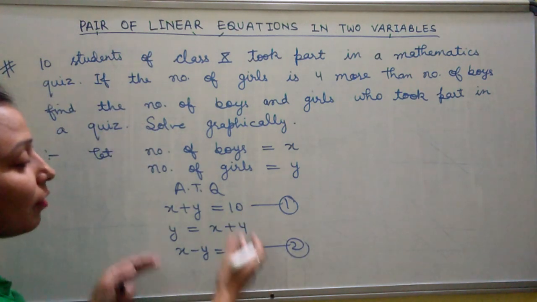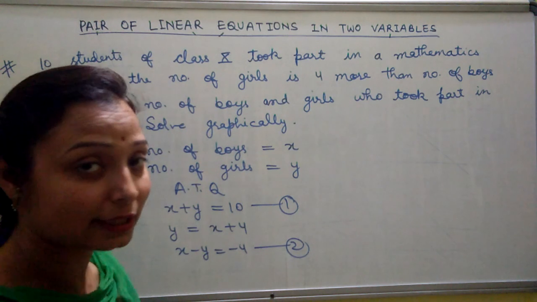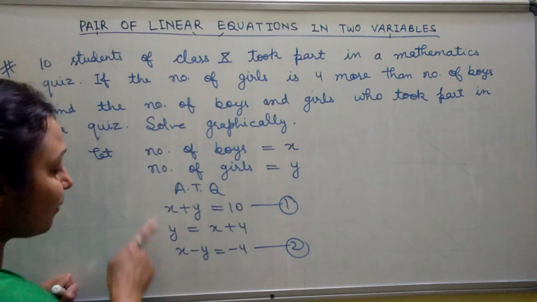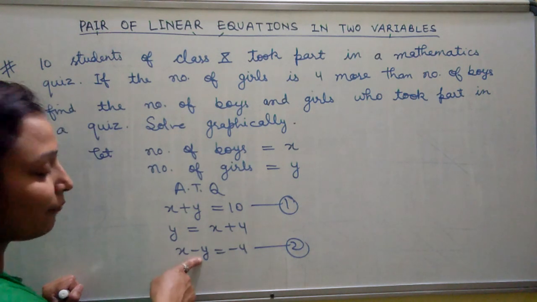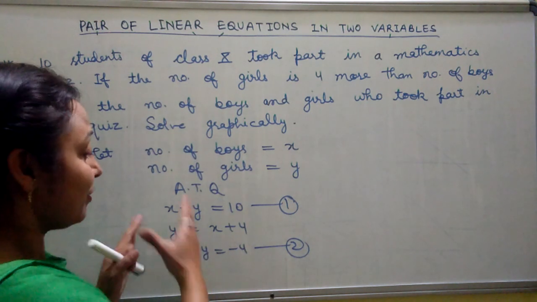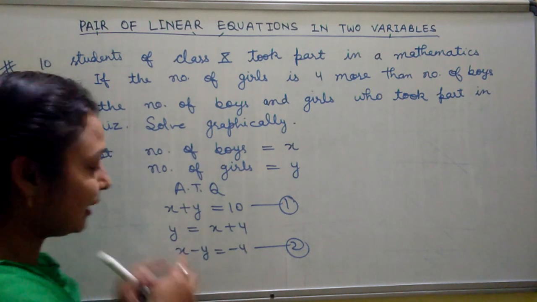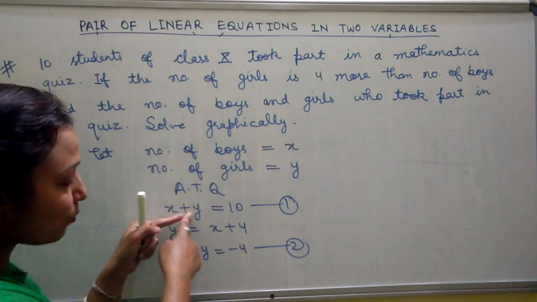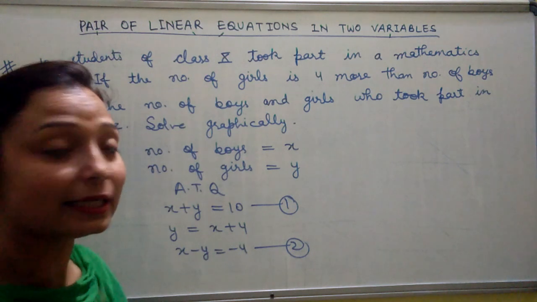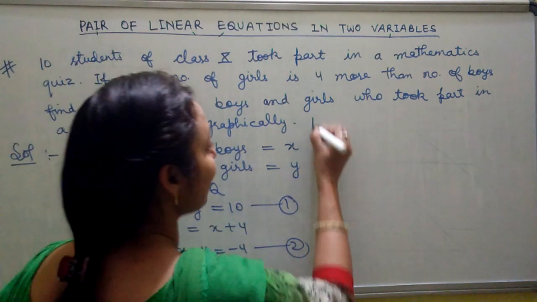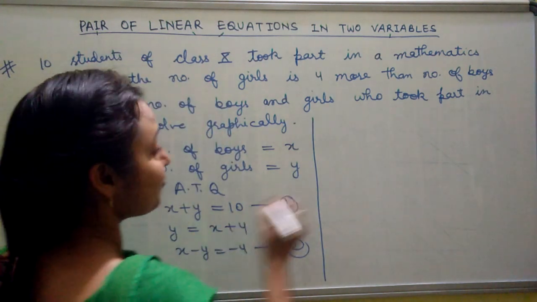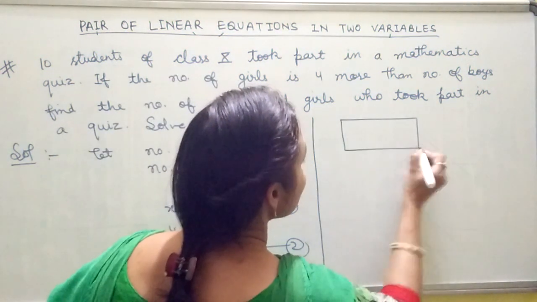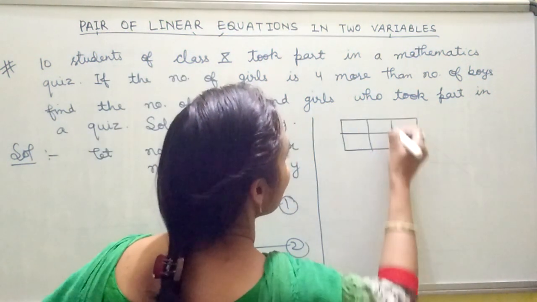Now we have to solve these two equations graphically. Before doing the question graphically, check 1 upon 1 not equals to -1, that is, a1 upon a2 not equals b1 upon b2. That means these are intersecting lines. So first of all, we have to write the values of these two equations in the form of a table.